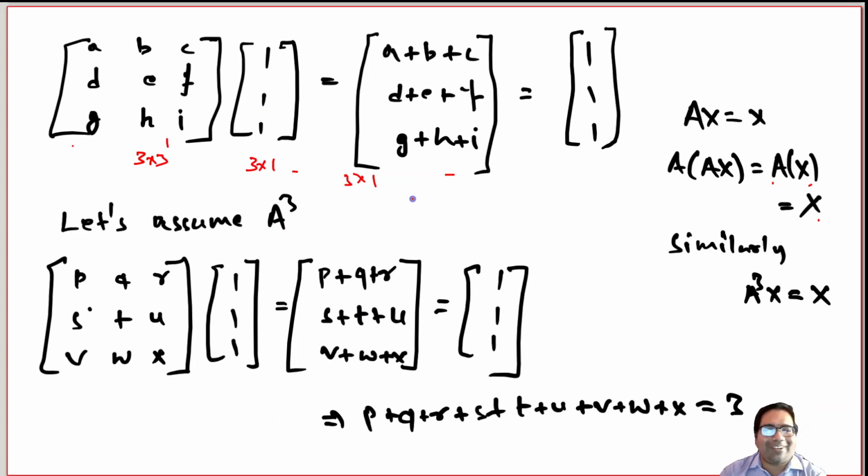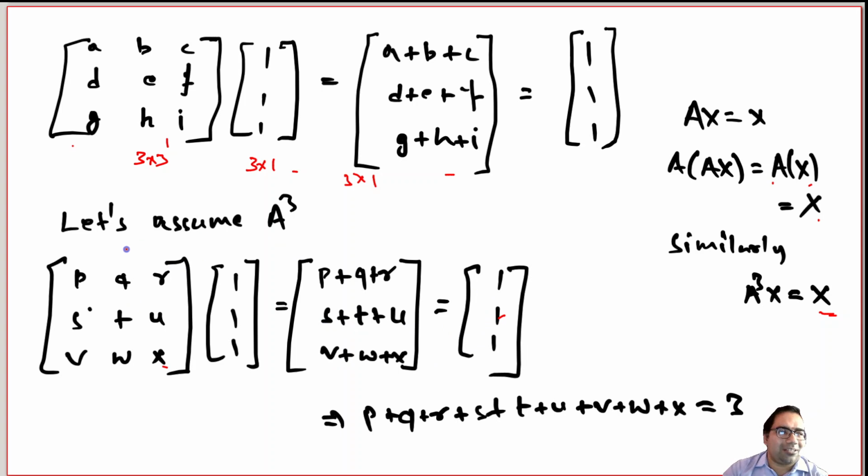Now, what does that mean? Let's say A cube is some matrix. If you cube A, you will get some matrix. Let that be P, Q, R, S, T, U, V, W, X. If you multiply A cube with this X, we get P plus Q plus R, S plus T plus U, V plus W plus X. And we have proved A cube X is again X. So that means P plus Q plus R is equal to 1, the sum of the second row is 1, and the sum of the third row is 1.